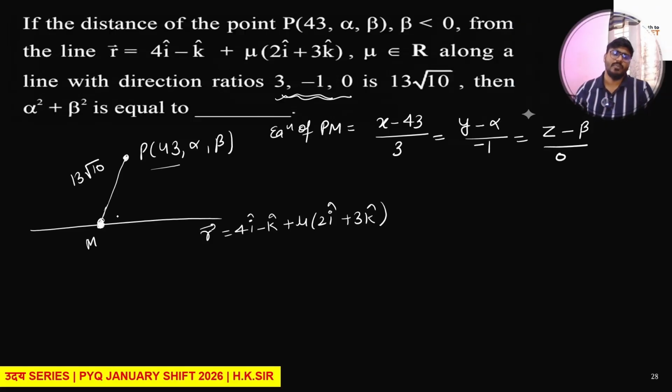This is the equation of PM. Okay, what is the equation of this line? This line equation is this one. So how to find the point of intersection of these two lines?